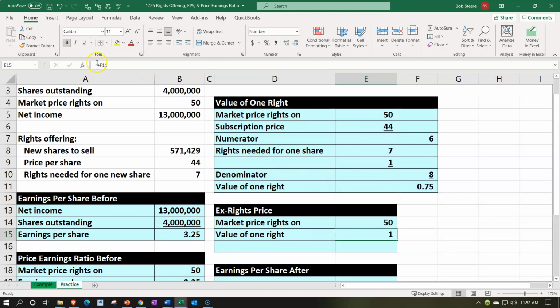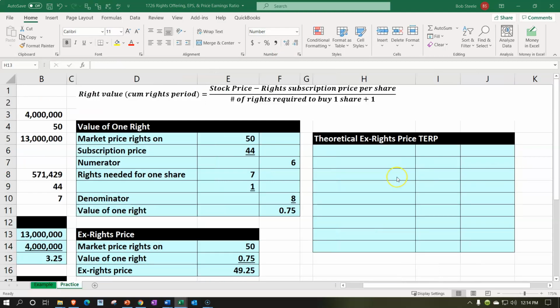Let's go to the font group and number group, add some decimals, and underline that. And then we'll subtract that out. We're going to say 50 minus the 0.75. Then go to the number group, add a couple decimals. We're at the 49.25 about for the ex-rights price. We can also get to that number this way if we look at the total or aggregate type of calculation, the theoretical ex-rights price, the TERP.